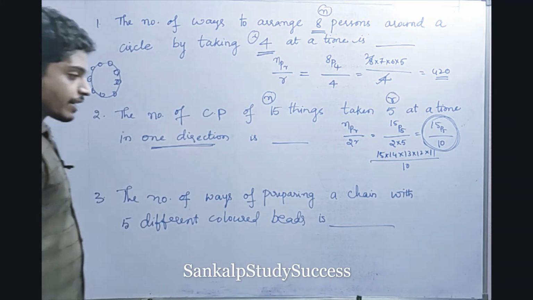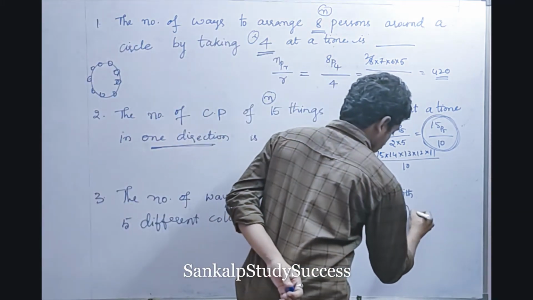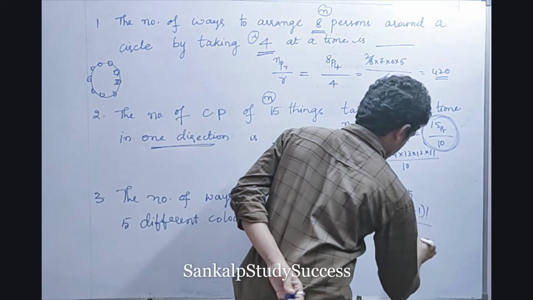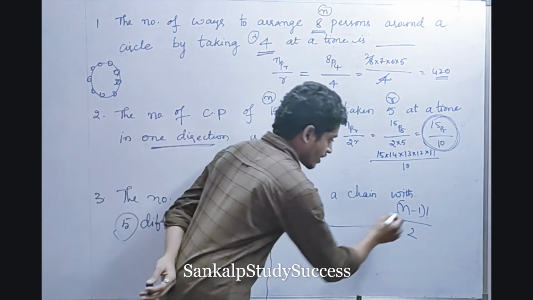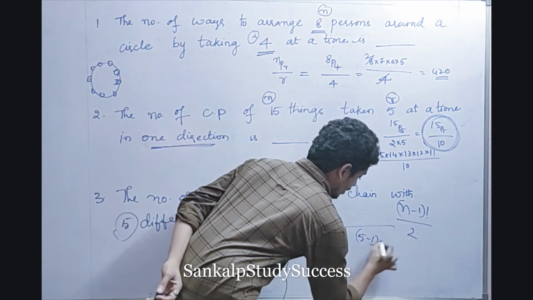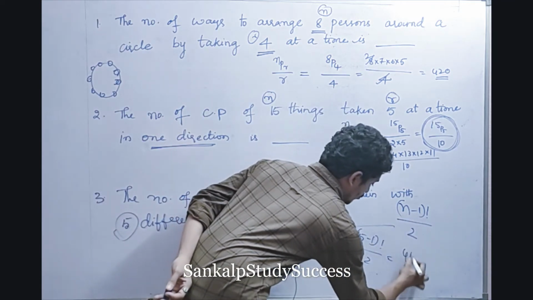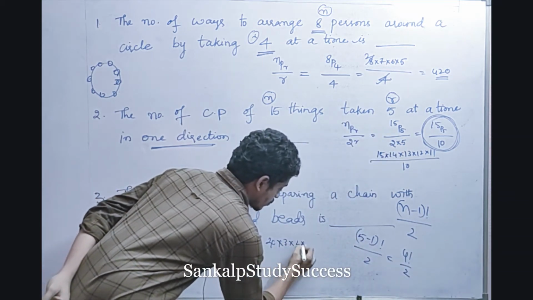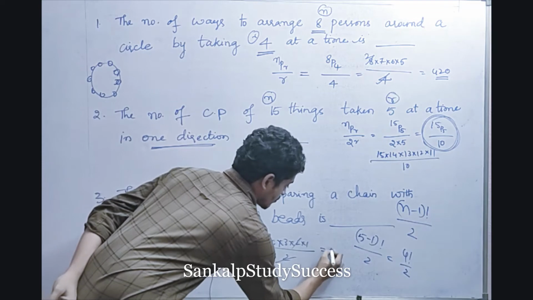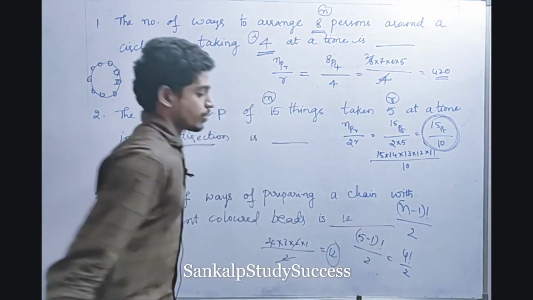(n minus 1) factorial by 2, right? Did you remember? (n minus 1) factorial by 2. Here n is how many different colored beads there are. 5 different colored beads are there. So (5 minus 1) factorial by 2, that is nothing but 4 factorial by 2. What is 4 factorial, friends? 4 into 3 into 2 into 1 divided by 2 is nothing but 12. The answer is 12. Got it?